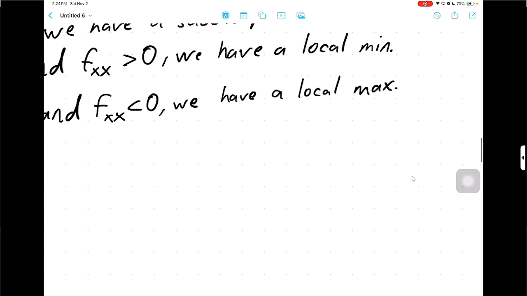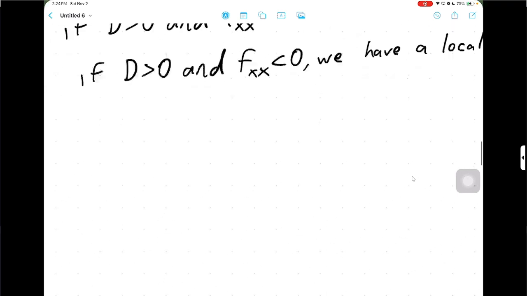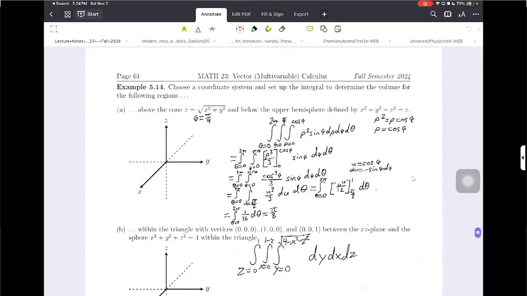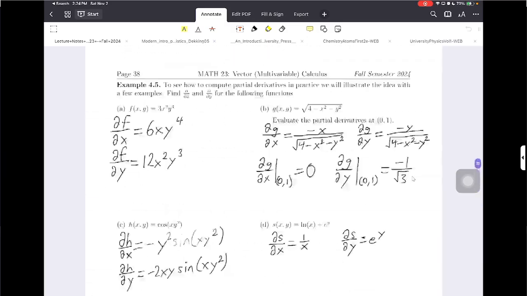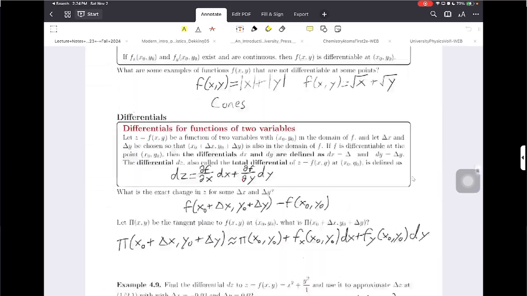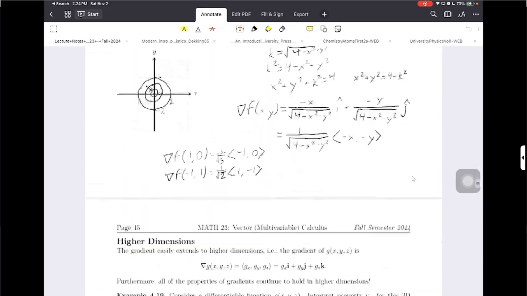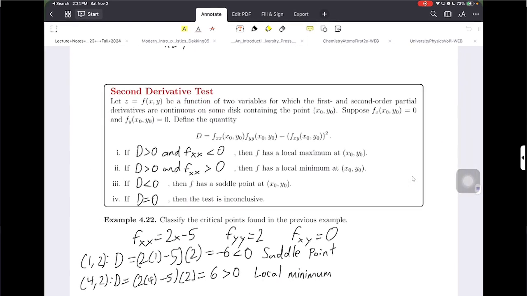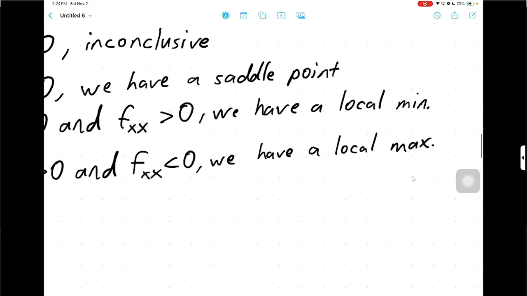I'm going to go verify that one really quickly. I think it should be this. Let me just go to my lecture notes. Yep. If it's less than 0, it's a local max. If it's bigger than 0, we have a local min. Okay.